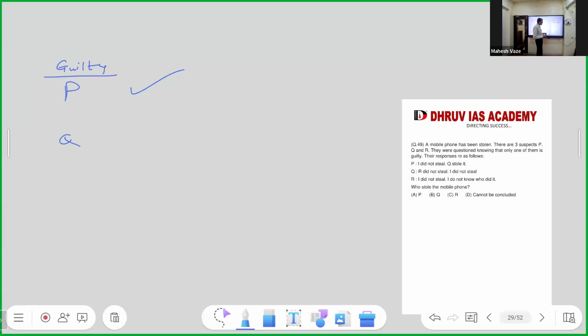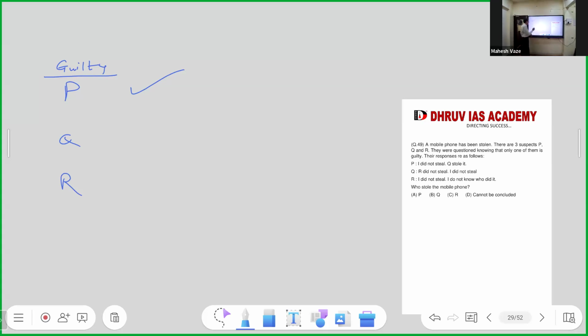Same way, if R is guilty, okay, "I did not steal, I do not know who stole it." So that will be a lie, meaning both the statements are lies. But Q is innocent, and whatever he says will be the truth, but he is saying here R did not steal. So which is contradictory to the assumption.